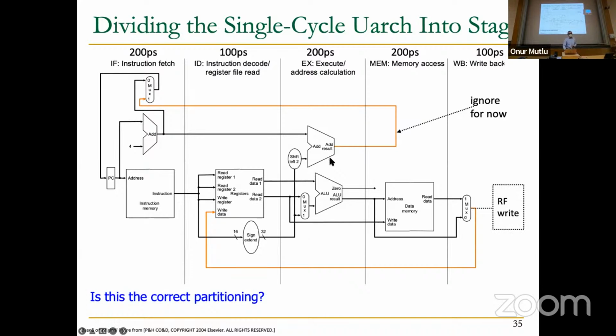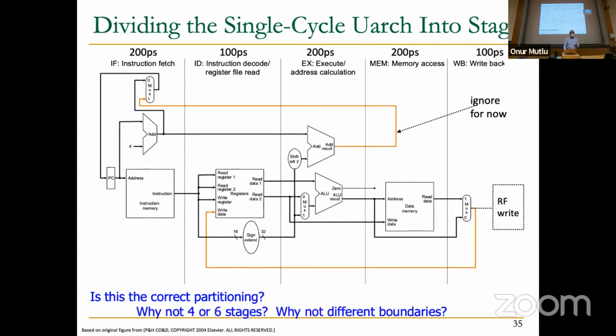So there are many questions over here, actually. But one question is, is this the correct partition? If I want to have a 5-stage pipeline, is this the best I can achieve? Meaning, my clock cycle is dominated by 200 picosecond stages over here, and I have 5 stages. And this is a good question to ask always. Maybe you can pipeline the machine much better, basically, right?